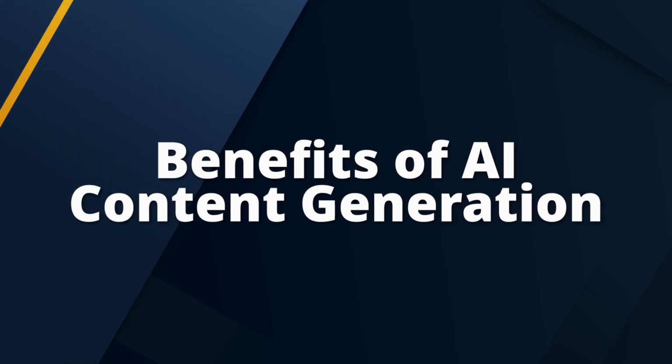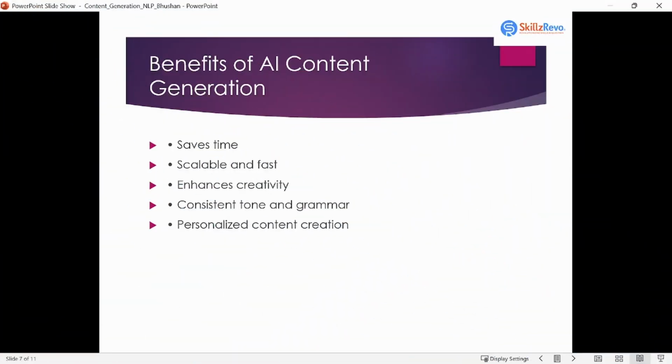Now, why are people using AI for content? Here are some clear benefits. Firstly, it saves time. How? Instead of taking hours to write content, you can create it in minutes. Next one is scalability. You can create hundreds of product descriptions without managing writers. The time that gets consumed in writing a story, we can do in seconds.